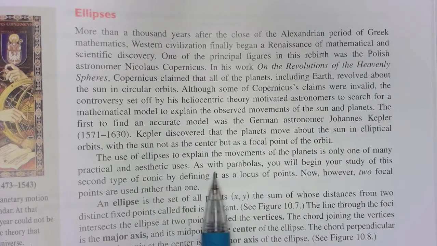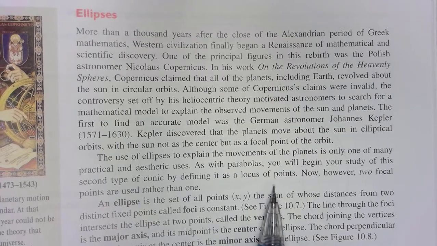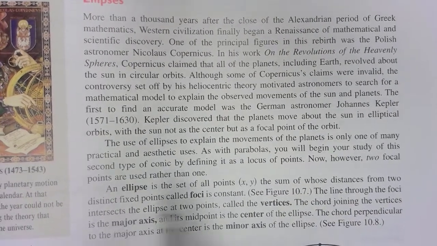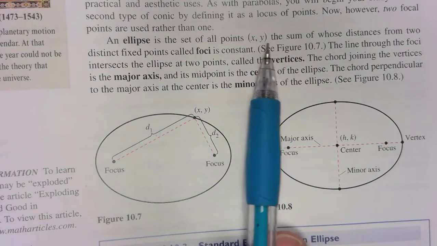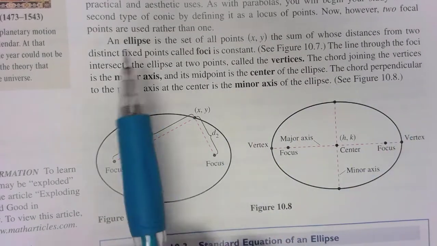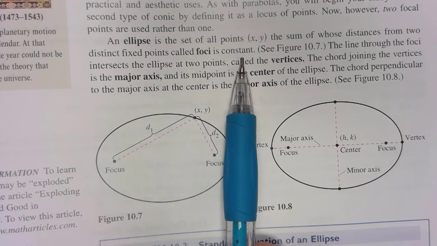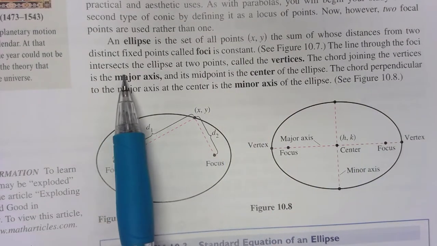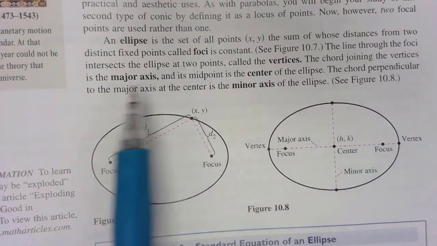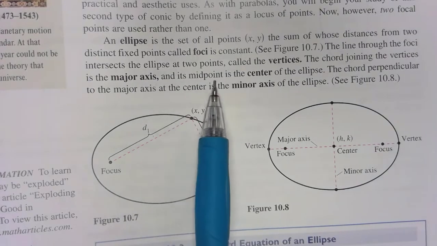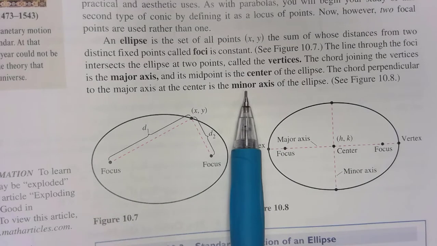As with parabolas, you will begin your study of this second type of conic by defining it as a locus of points. Now, however, there are two focal points instead of one. An ellipse is the set of all points in a plane, the sum of whose distances from two distinct fixed points called foci is constant. The line through the foci intersects the ellipse at 2 points called the vertices. The chord joining the vertices is the major axis, and its midpoint is the center of the ellipse. The chord perpendicular to the major axis is the minor axis of the ellipse.